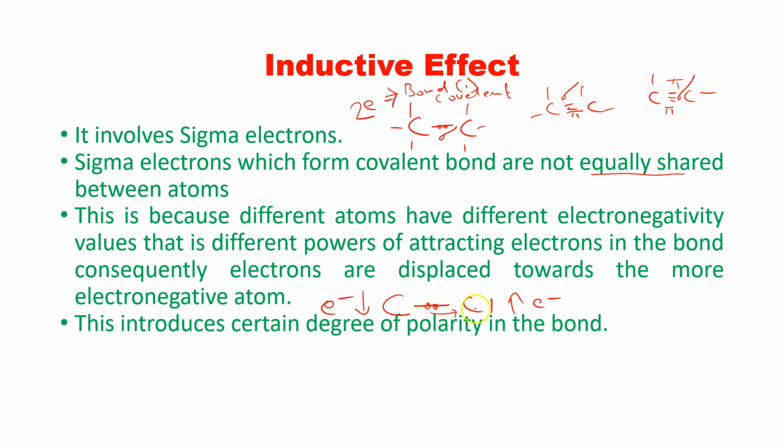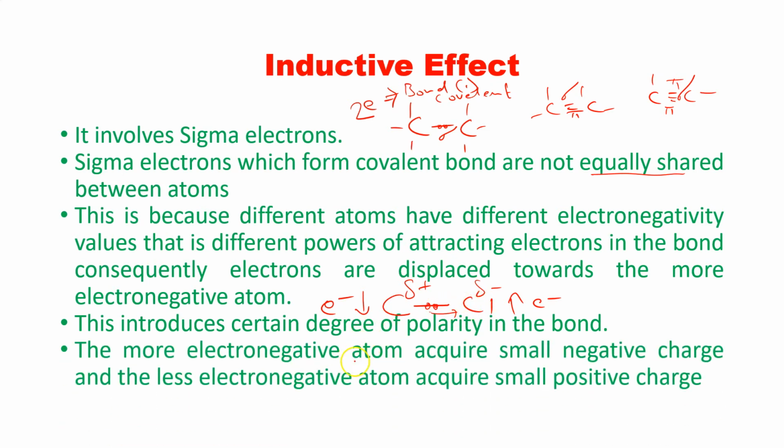When the electrons shift towards chlorine, it will have a delta negative charge and this carbon will have a delta positive charge. And why does it have a positive charge? Because electrons are taken away from the carbon towards the chlorine. The more electronegative atom acquires a small negative charge, and the less electronegative atom acquires a small positive charge. As I have shown here, carbon is less electronegative, so it will acquire a positive charge, and chlorine is the electronegative atom and it will have a negative charge.